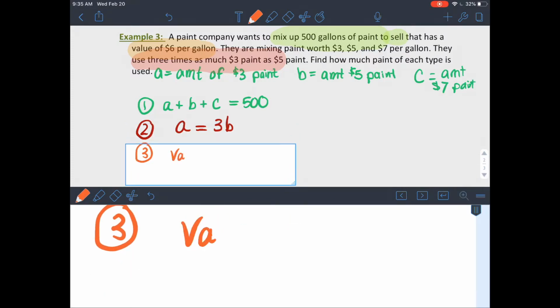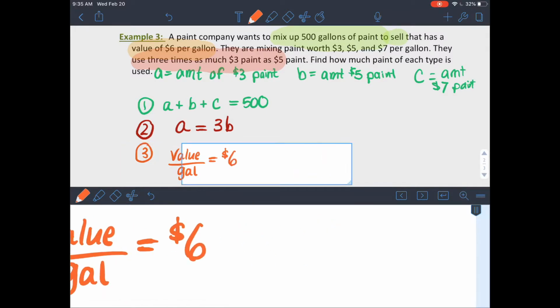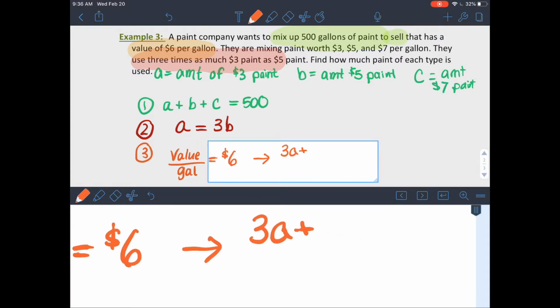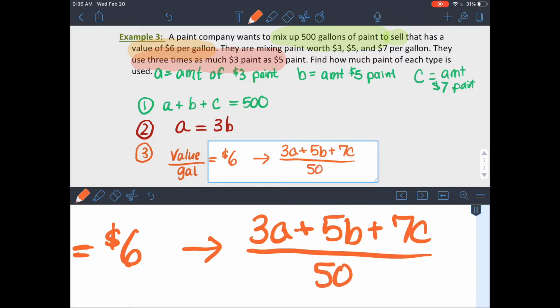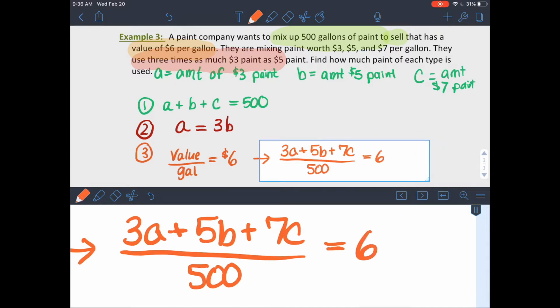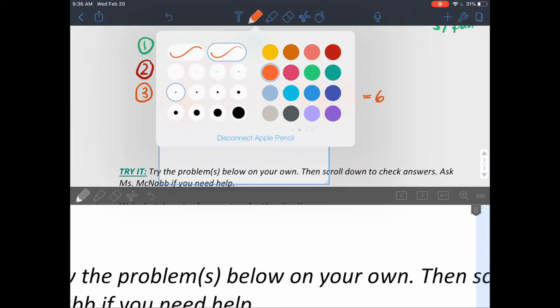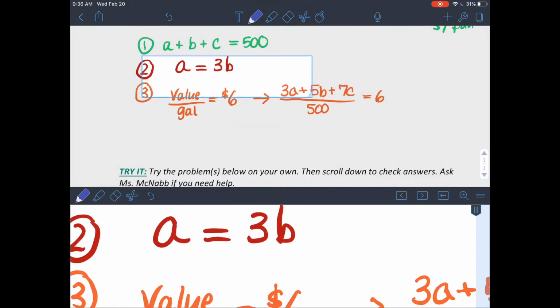This paint is also supposed to have a total value of $6 per gallon. My mixed together paint is supposed to be worth that much. So if you think about the value of your paint mix, if you take $3 times the amount of paint A we're using, $5 times the amount of paint B, and $7 times the amount of paint C, that's the total amount of money that I've got sunk into my paint mix. If I divide that by 500 gallons, it's supposed to come out to be 6, so my third equation would look like that.